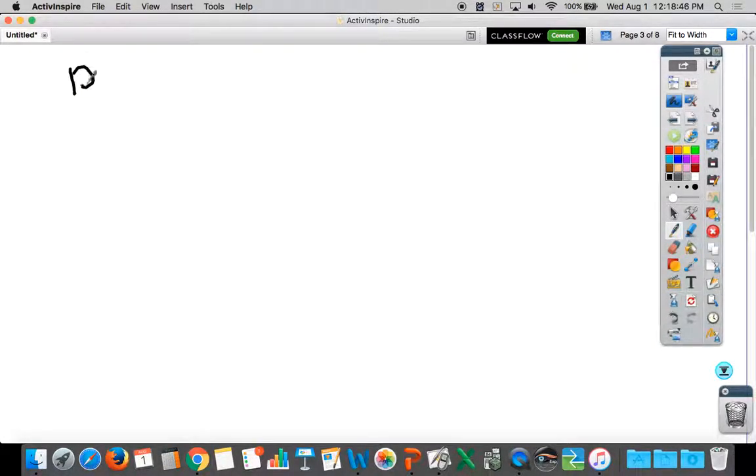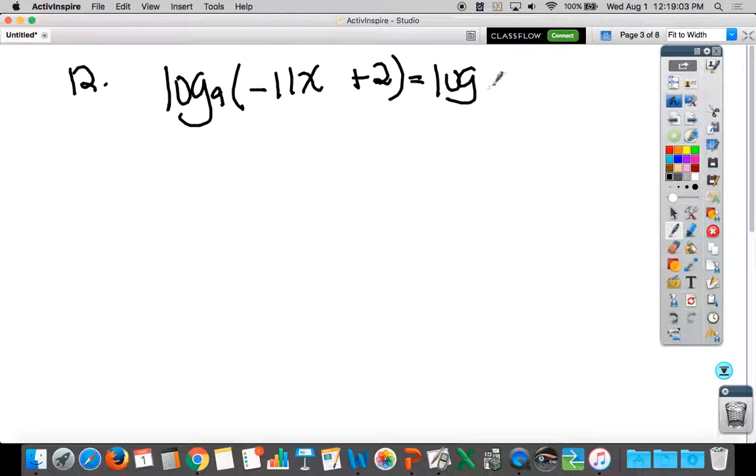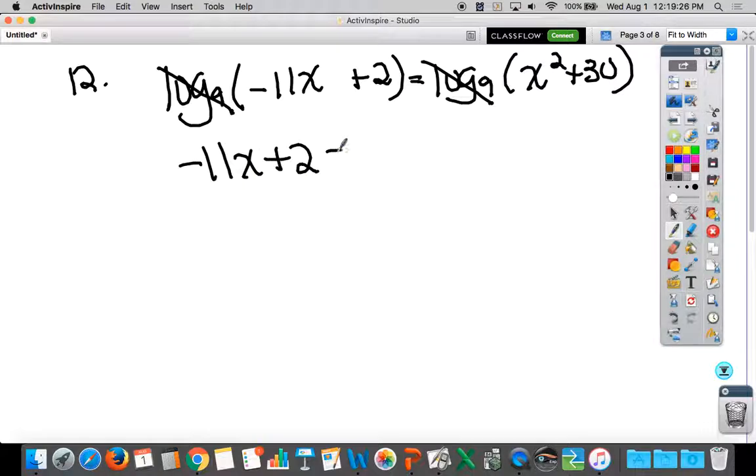All right, let's look at 12 then. Now, what do we notice? My rule is I want a single log where I can have a single log. Do I have a single log on the left and on the right? Okay. So I don't have to combine anything. Got me? I don't have two logs to multiply or divide. So I have a log base 9 here. I have a log base 9 here. I can drop those.